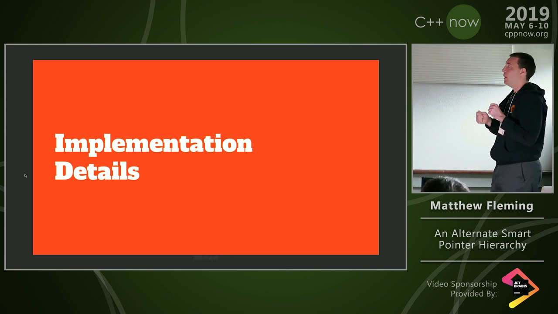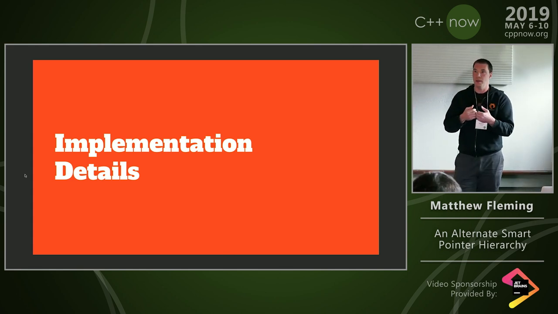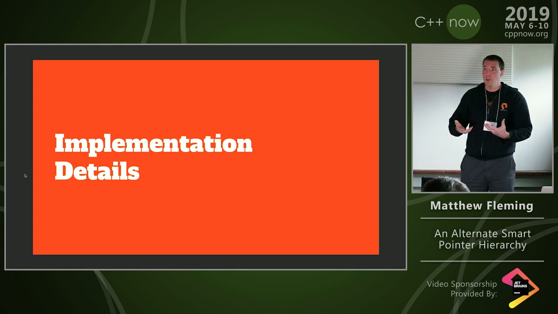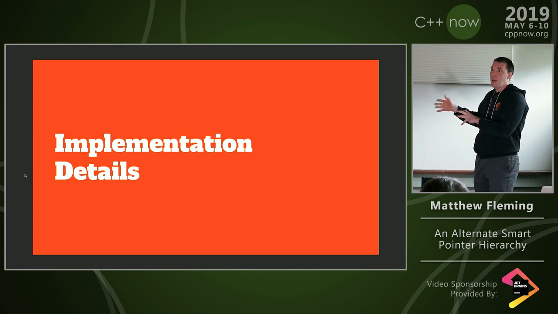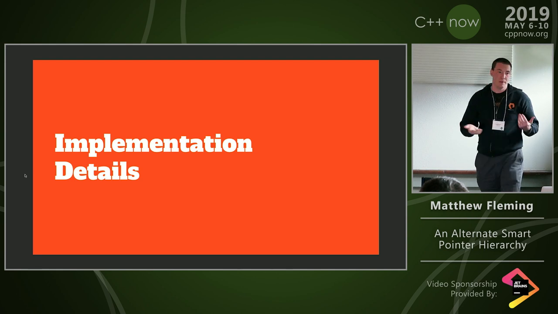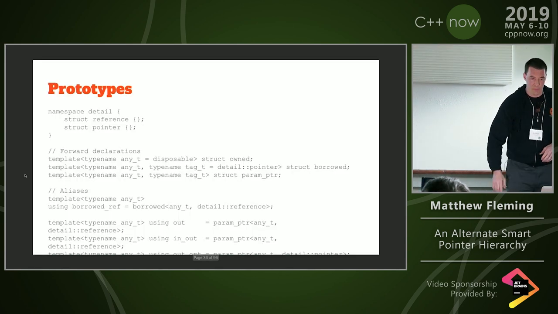So what I was going to do next is walk through some implementation details of how exactly I implement borrowed and owned and out. Are there any questions essentially on the intent of the API? Is this making sense? Okay. So I was going to breeze through this a little bit because I can always come back later.